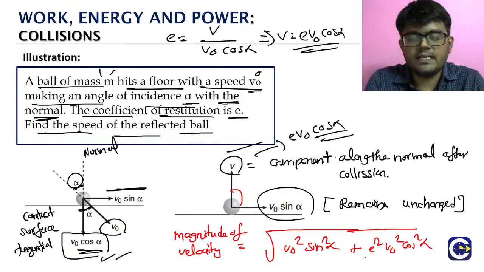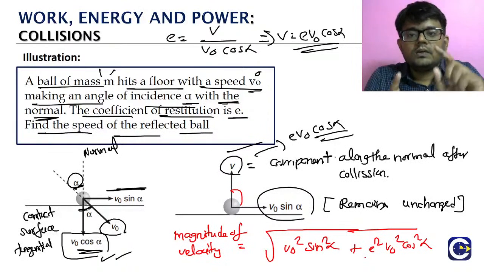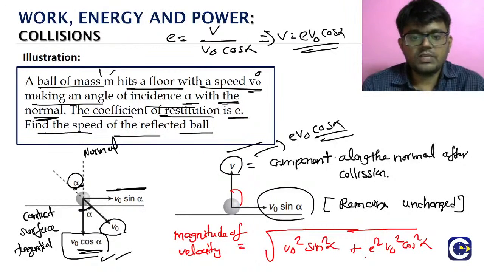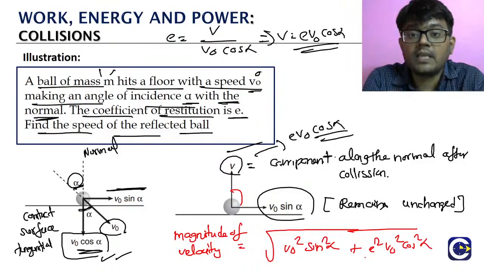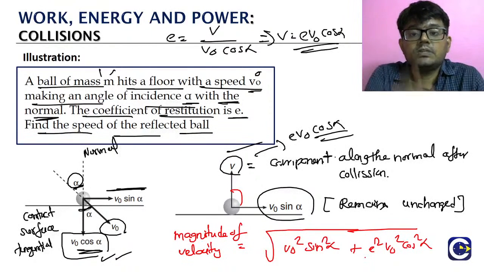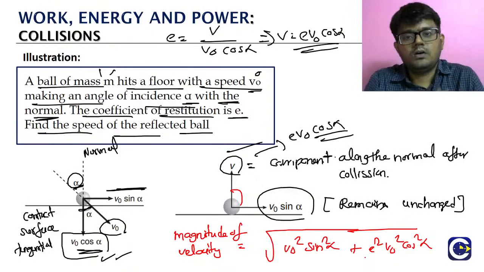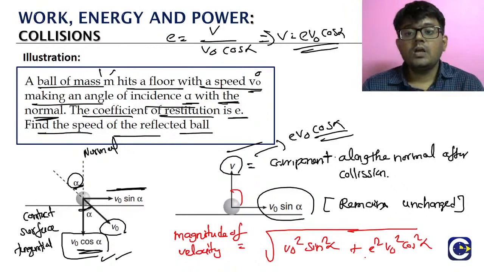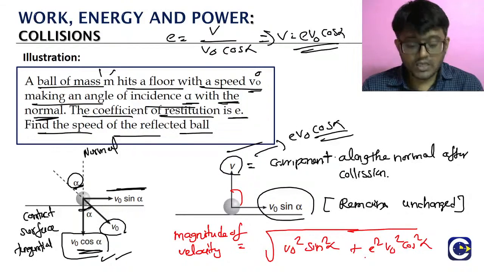So what is the concept here? Where will we take the coefficient of restitution? It will come only in the case of the components of the velocities which we take along the normal direction. Okay? So that is the important point about the coefficient of restitution in case of the oblique type. Okay?